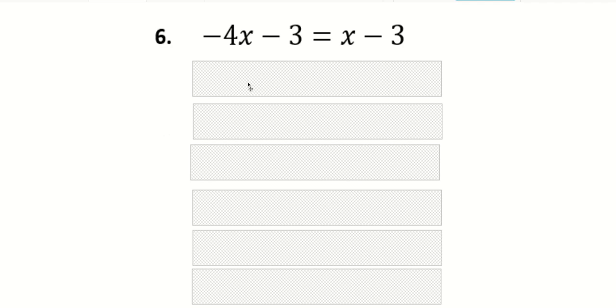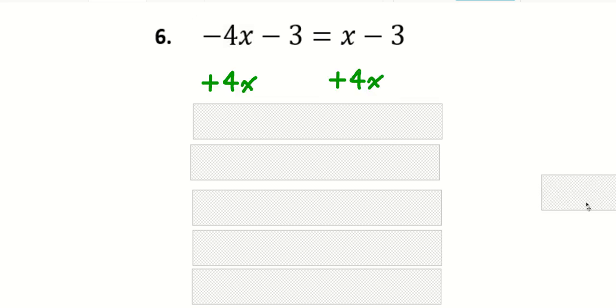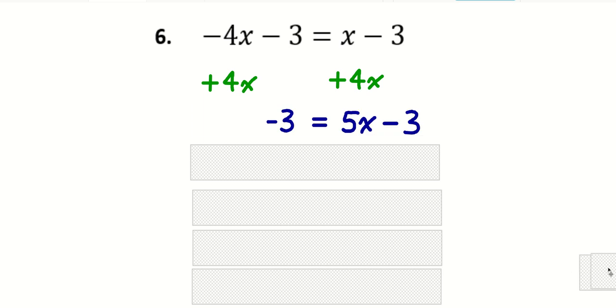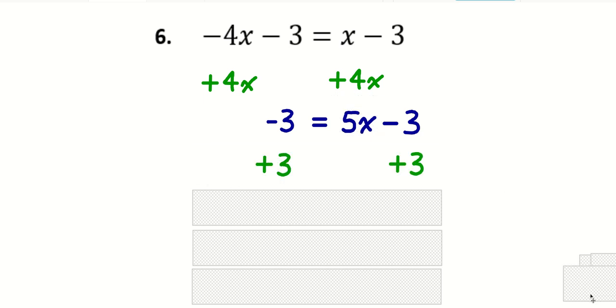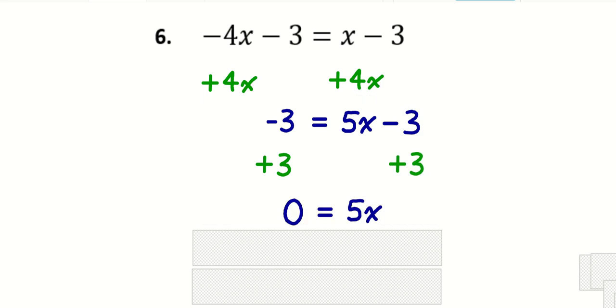For number 6, what I probably did was add 4x to both sides to get x's only on, in this case, the right side over here, 5x. And then just kept it going to get x all, so then cancel that out. And then some people panic or choke here.